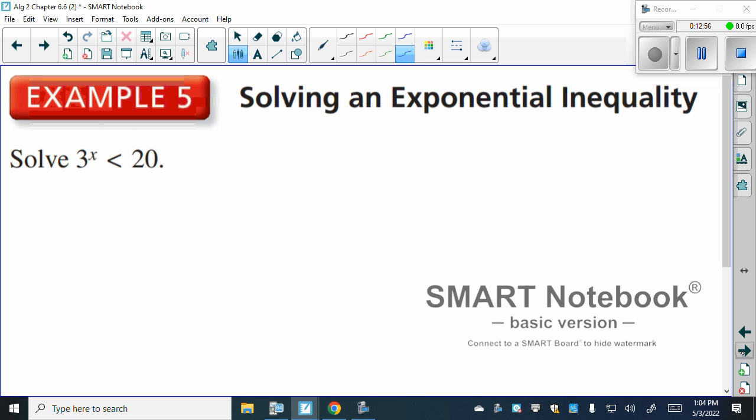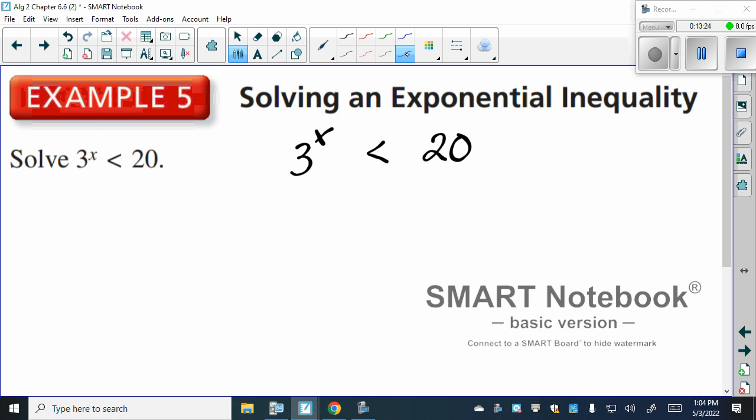We'll move on to the last part of 6.6.2, which is talking about inequalities. Now, the way that we solve inequalities is the same as we were solving with exponential equations. The only main difference is if we multiply or divide by a negative. If we multiply or divide by a negative, we've got to change the sign from less than to greater than, or greater than or equal to to less than or equal to.